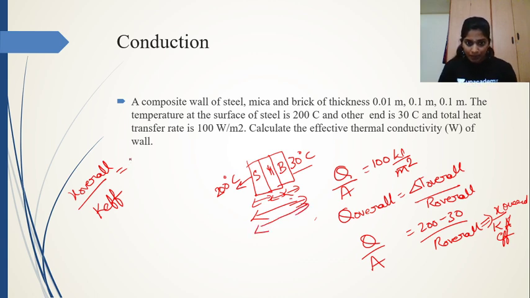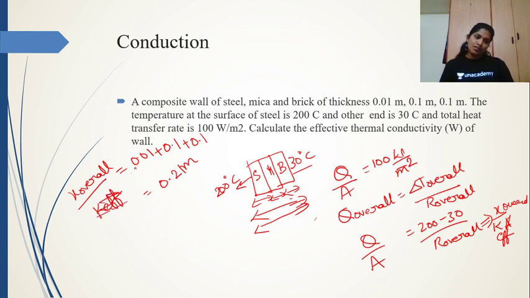So this will be the thickness of the steel wall, which is 0.01, and the thickness of mica, which is 0.1, and the thickness of the brick, which is 0.1, right? So from this calculation you will get a thickness of 0.21 meters. Sorry, this is x overall, and this is K effective. This is what he is asking: calculate the effective thermal conductivity of the wall.